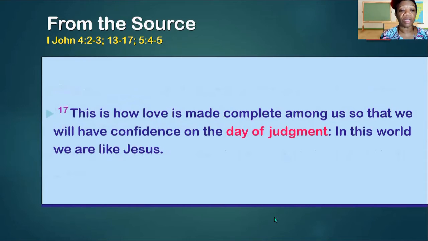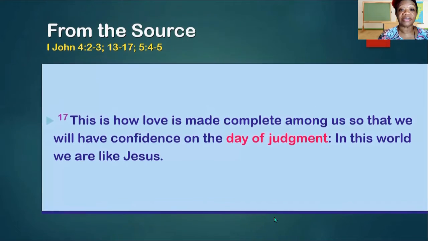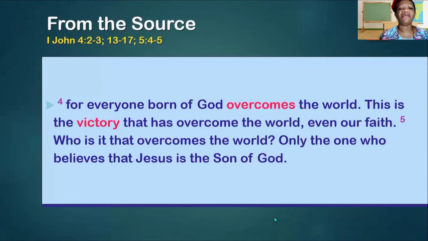In this world, we are like Jesus. For everyone born of God overcomes the world. This is the victory that has overcome the world, even our faith. Who is it that overcomes the world? Only the one who believes that Jesus is the Son of God.